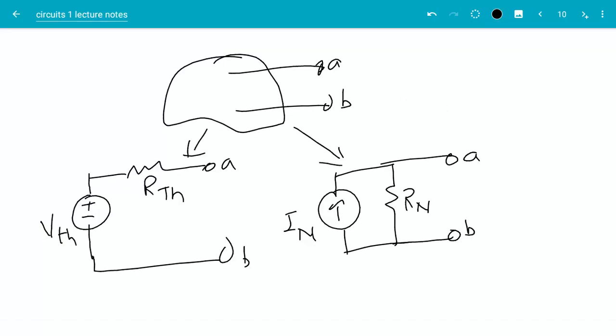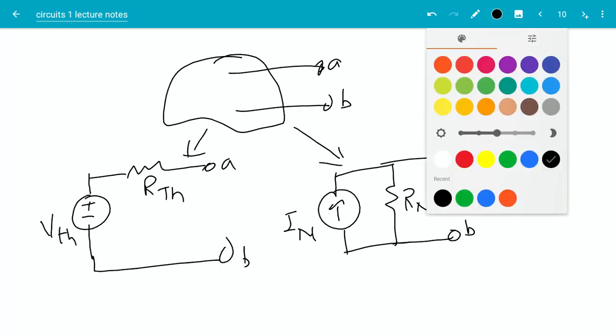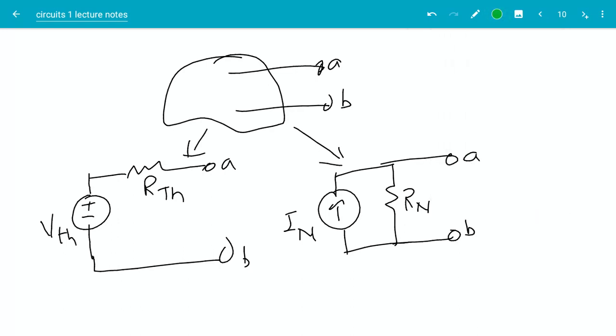Okay, so now let's look at the relationship between the Thevenin equivalent circuit and the Norton equivalent circuit. We said that given any generic circuit like that, we can replace it with a circuit which looks like this, using the Thevenin theorem, or a circuit which looks like this, using the Norton theorem, right? And this circuit behaves exactly the same as this circuit, and this circuit behaves exactly the same as this circuit, right?